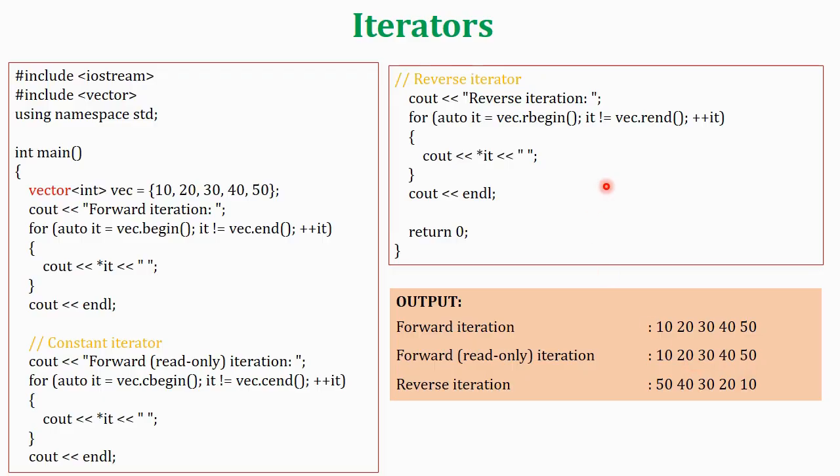Next we are using the reverse begin and reverse end functions. So now the pointer will automatically point to the last element because of rbegin, right? Initially it will point to the last element, then it will point to the next element in reverse order. It will move towards the beginning. So what is the result now? 50, 40, 30, 20, then 10.